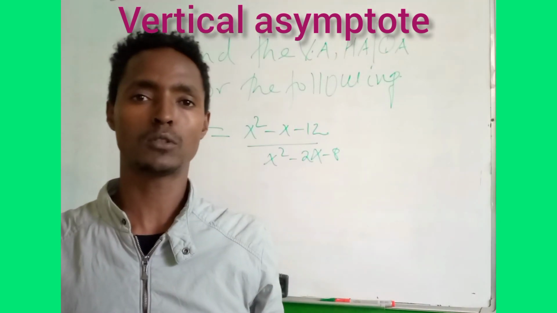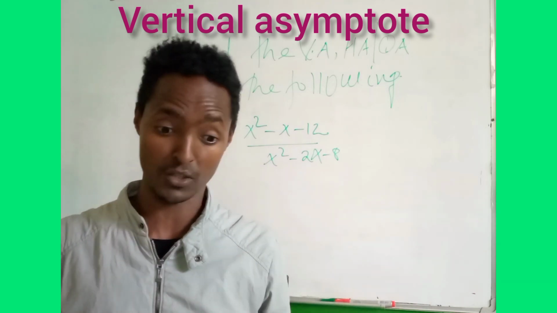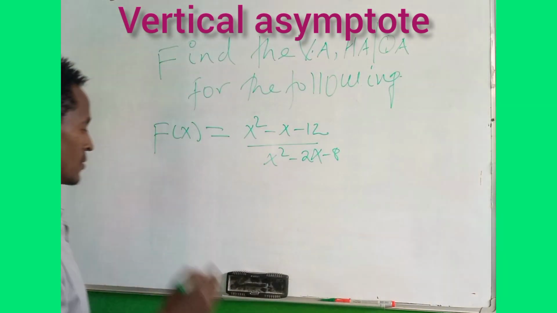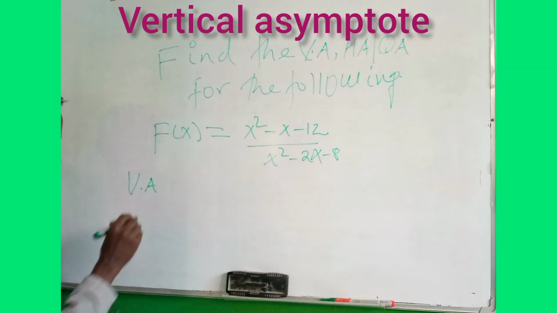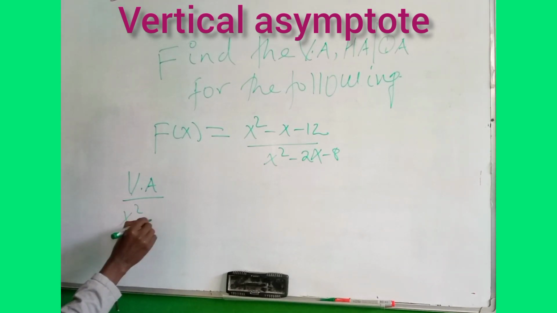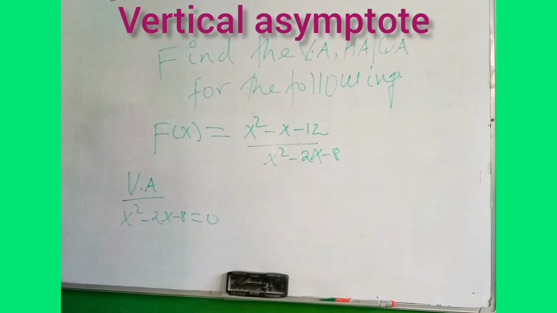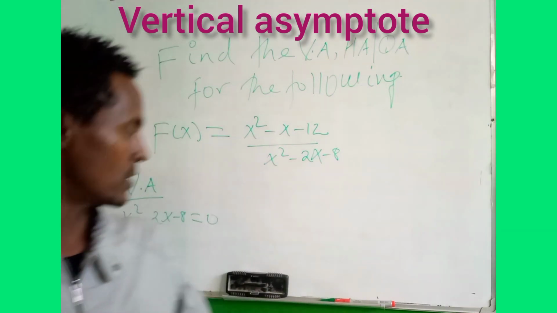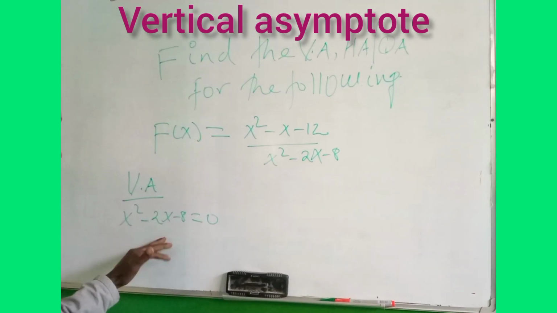So to find the vertical asymptote, we set the denominator to 0 and solve the expression. The vertical asymptote is obtained as follows. Replace the denominator with 0: x squared minus 2x minus 8 is equal to 0. After equating the denominator to 0, we are going to solve this equation.